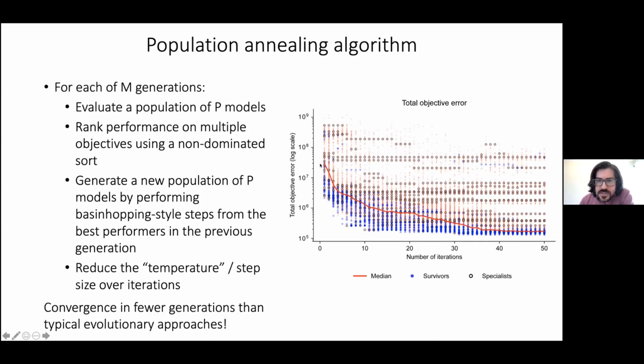And so what you can see is that early on, we're generating models that span a wide range of objective error. And then over iterations, we're improving our performance on as many objectives as we can. And we're identifying models that are performing better and better relative to the other members of the population. And so this works pretty well and only required about 30,000 models be evaluated.